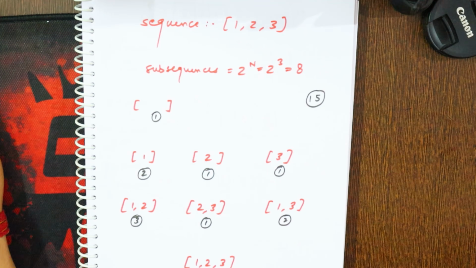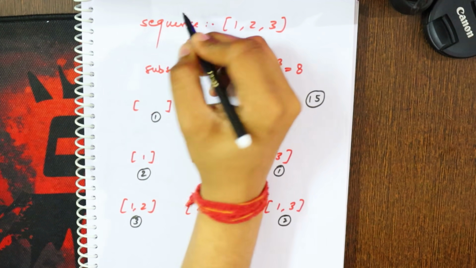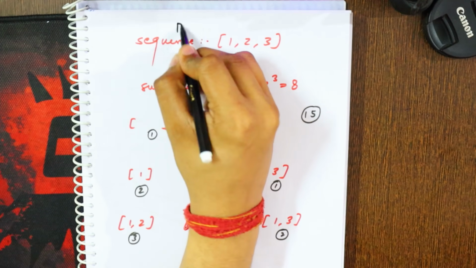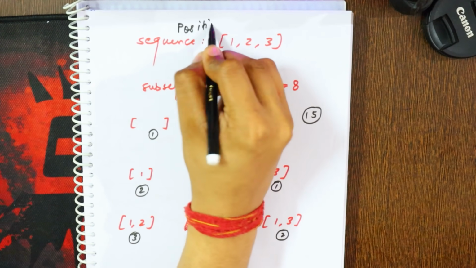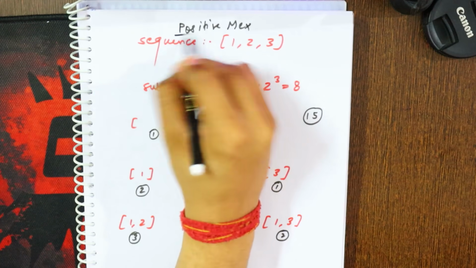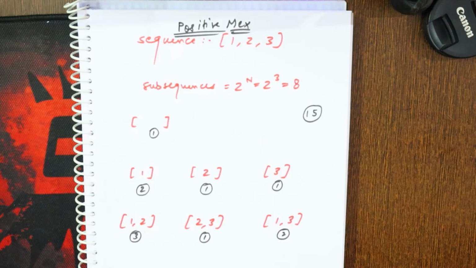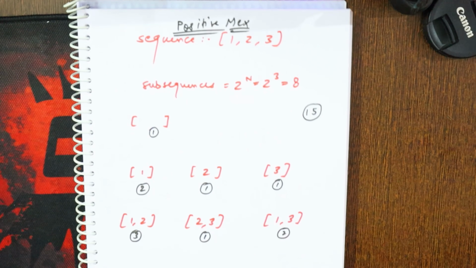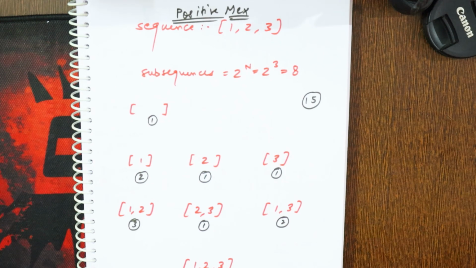So hello friends, in this video we are going to solve the third problem from the April Lunchtime, which is Positive MEX. First of all, as usual, I will explain the problem statement, what the problem says, and after that we will move on to the approach and then the solution.